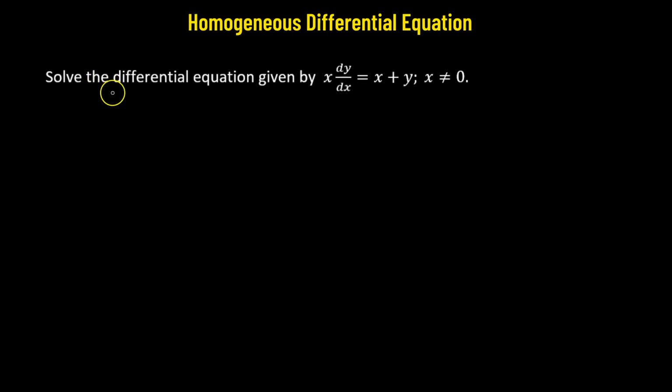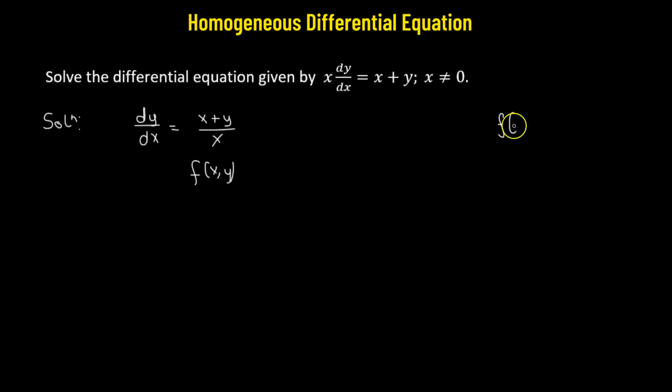So here we need to solve the differential equation given by x times dy over dx equals x plus y, with a condition that x is not equal to 0. So let us begin. We can rewrite this differential equation as dy over dx equals x plus y over x. Here, this is the function f of x comma y, and this is a homogeneous function.